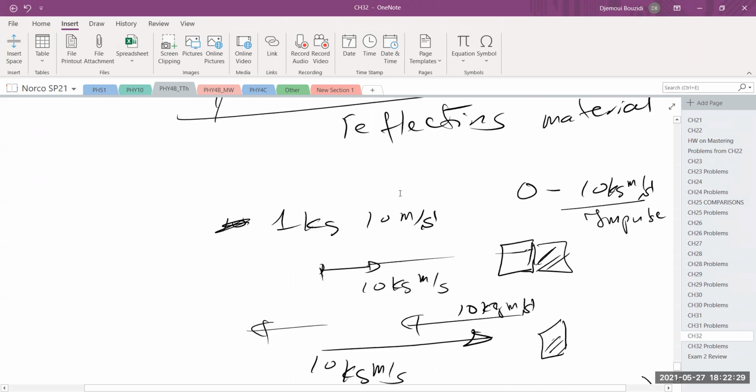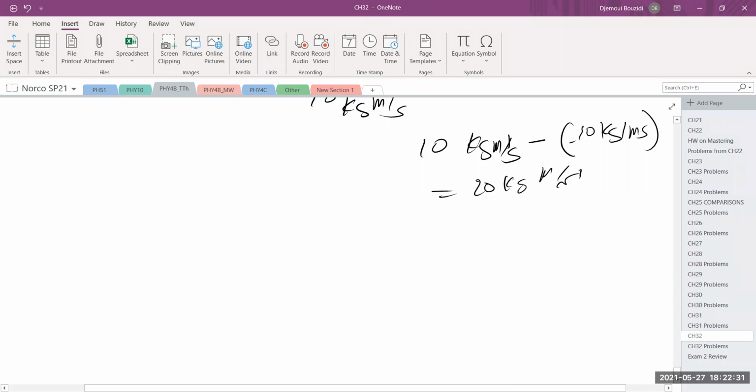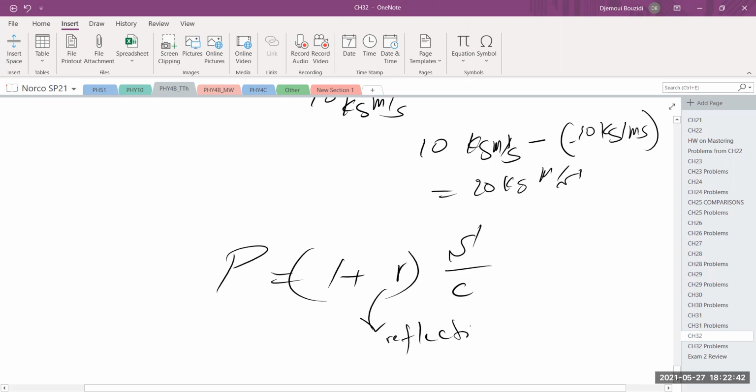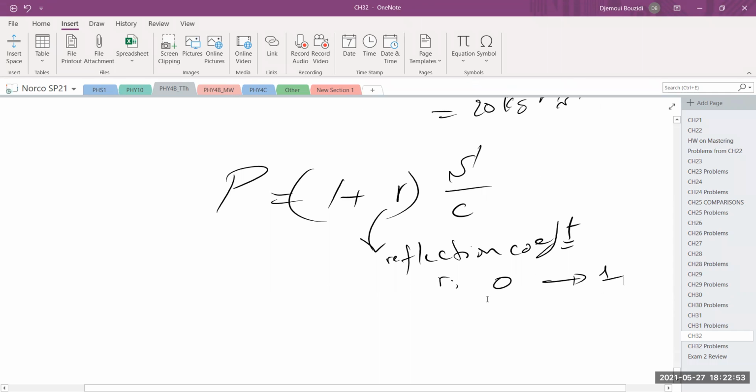So this coefficient usually is written as, the pressure in general is written 1 plus R times S over C, where R in this case is the coefficient of reflection, okay? So this is the reflection coefficient, which varies from 0 for perfectly absorbing material to 1, which is a perfectly reflecting material. Okay, 0% reflection means that's completely absorbing. 100% reflection means that it's an ideal reflector.